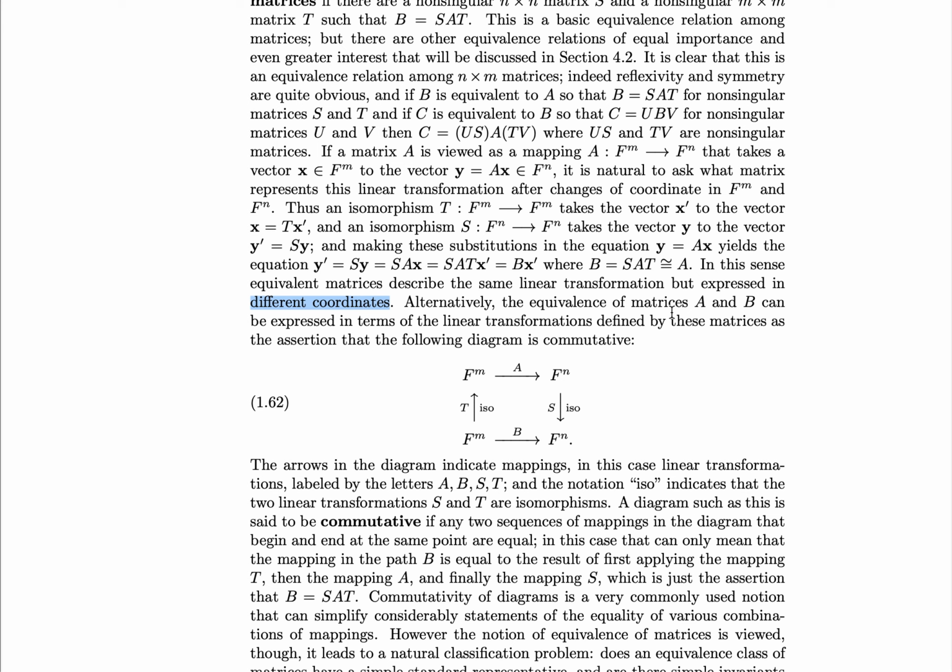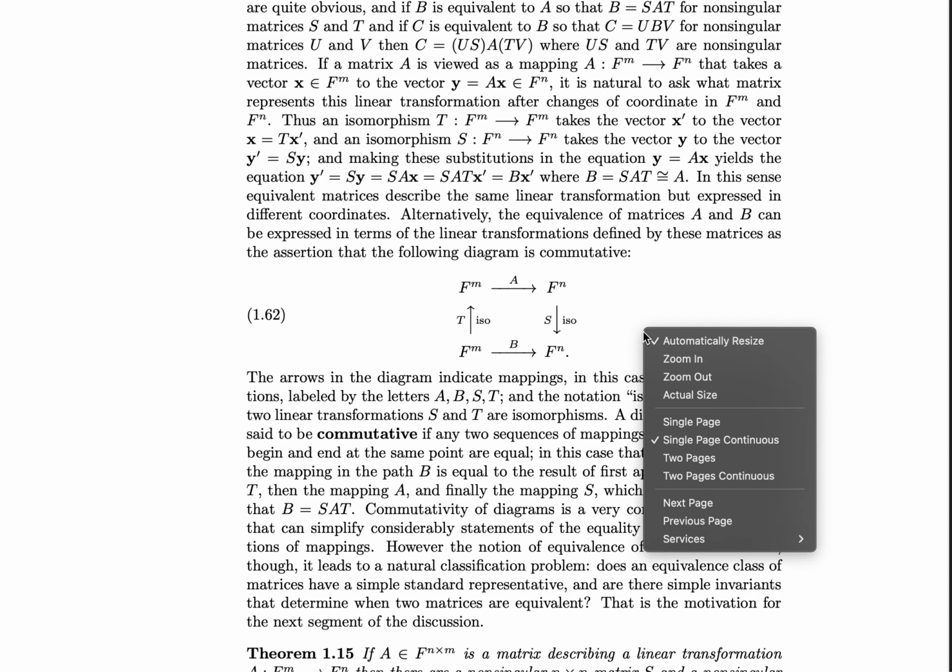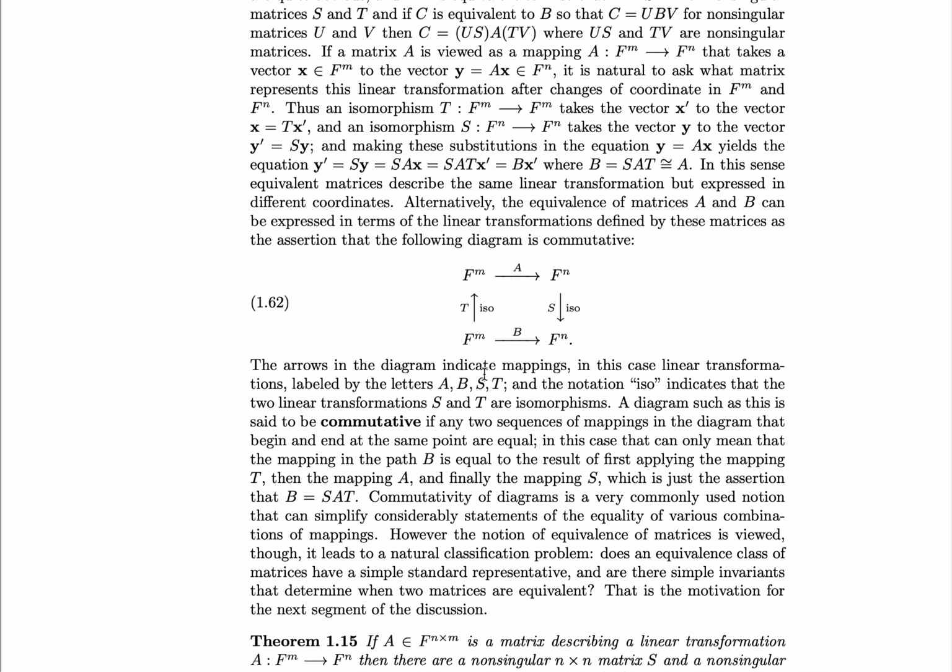Alternatively, the equivalence of matrices A and B can be expressed in terms of the linear transformations defined by these matrices as the assertion that the following diagram is commutative. To explain this, let's get into this a little more deeply.